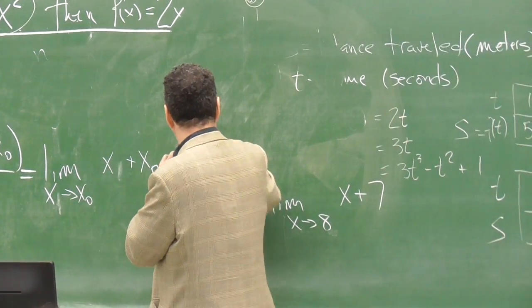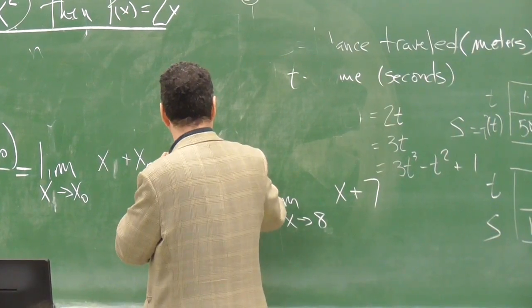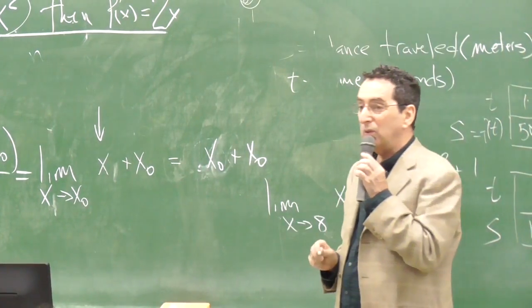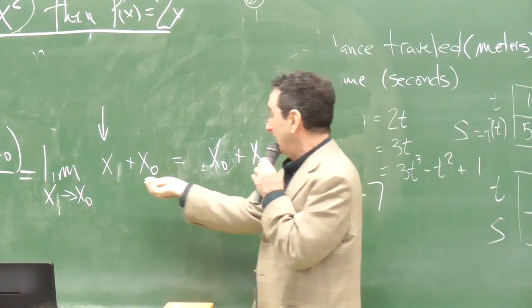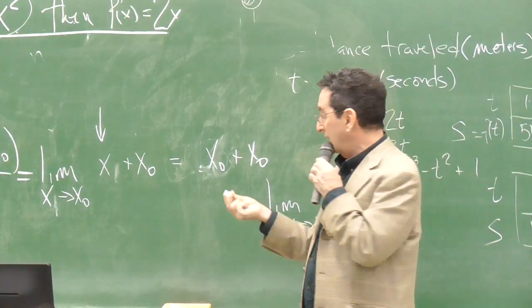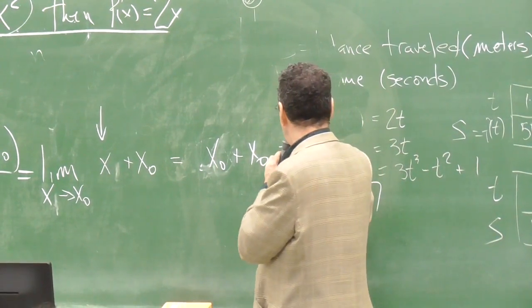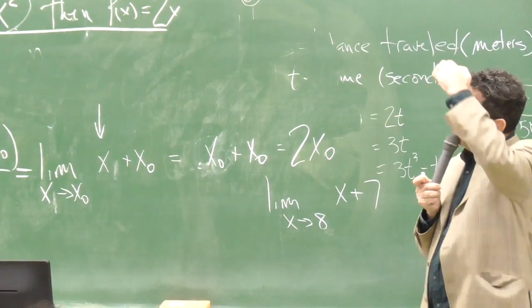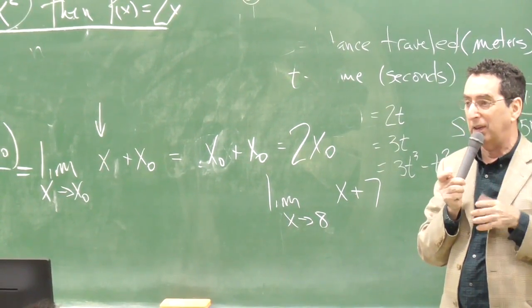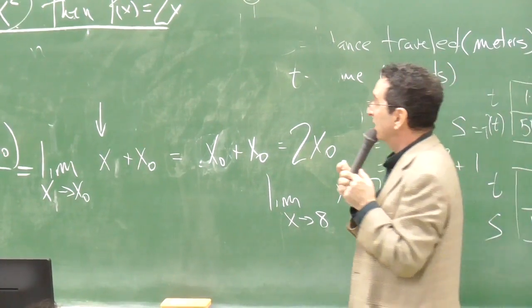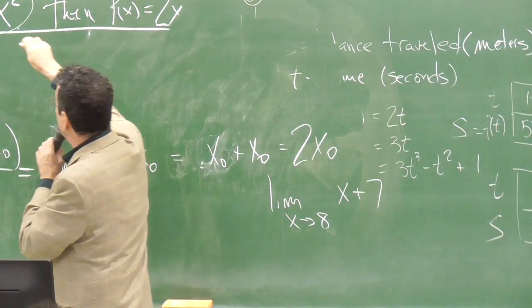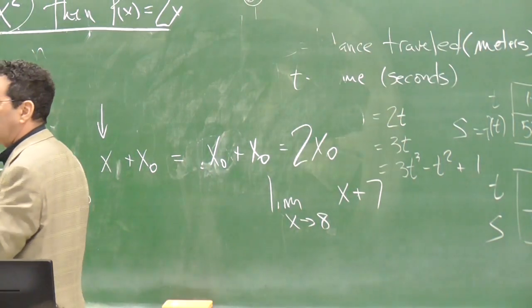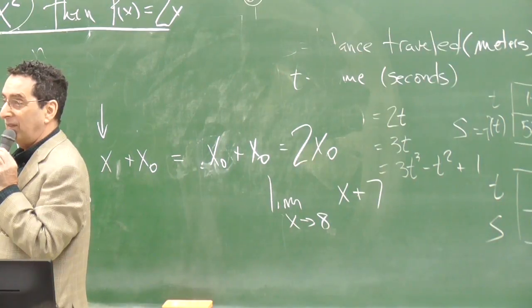I get x0 plus x0. This one is the thing that's moving, and it's moving towards x0, so it becomes x0. So I get x0 plus x0, or 2x0. And that's really what we wanted to show. The subscripts look a little bit confusing, but we wanted to show that if this is the function, then 2x is the derivative.